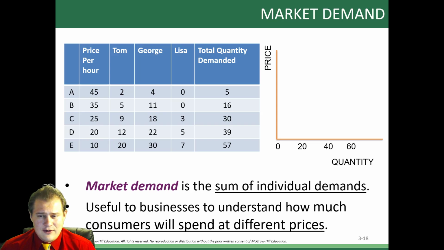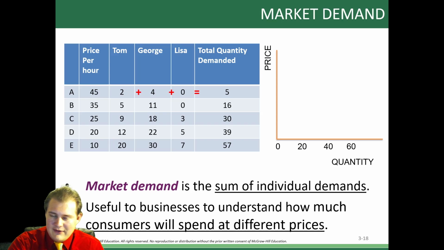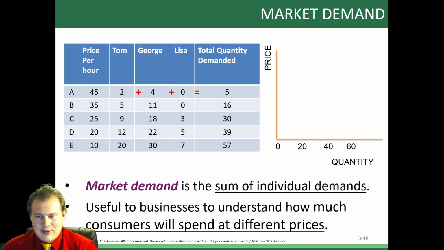Price per hour is 45. Total quantity demanded is 5. Okay, so we're assuming George or Tom at this point lost an hour because they didn't record the table right. They even went through and showed plus symbols here, and they weren't able to do it right. Wow. That is something. All right, so 2 plus 4 equals 6. Does not equal 5. We'll see what they actually ended up plotting on the graph for us.